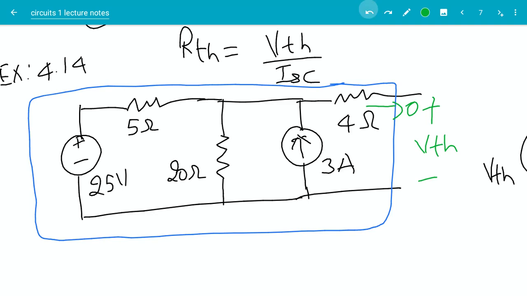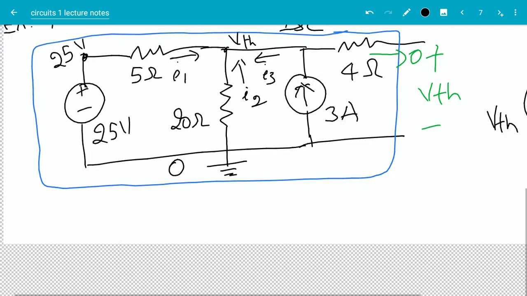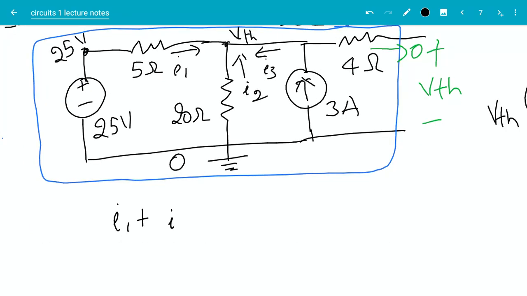If I want to do the node voltage method, then I will consider this to be my ground, so this is 0 volts. According to the definition of the 25 volt voltage source, this point here should be 25 volts. And this is VTH, which I want to calculate in this case. Let's say this is I1, this is I2, and this is I3. KCL says I1 plus I2 plus I3 is equal to 0.